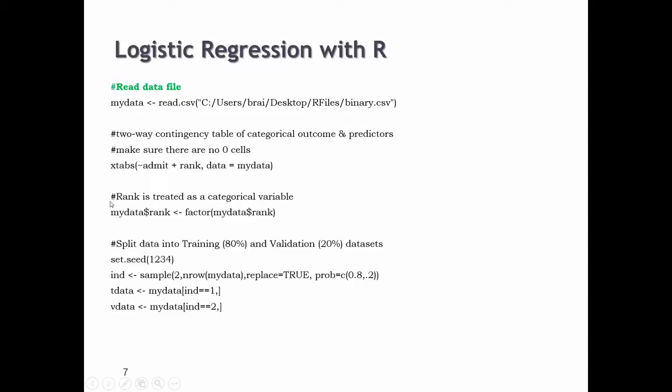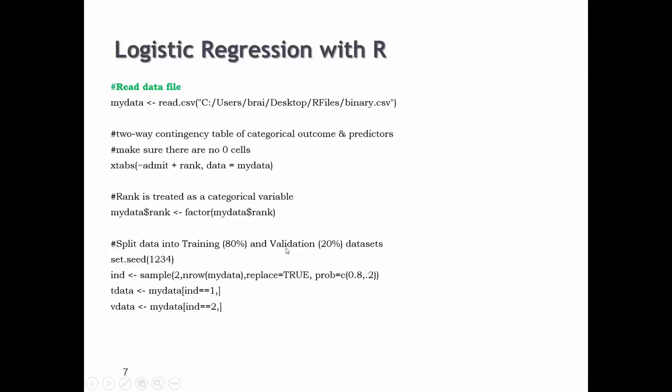In R, you can specify a variable as categorical out of all the X variables very easily. So in this case, my data is the file I have read. And within that, $rank has been treated as a factor variable.